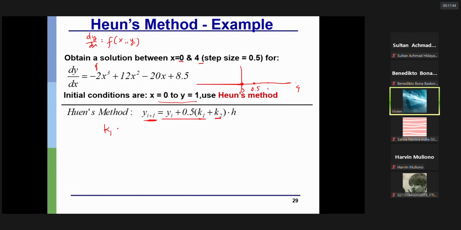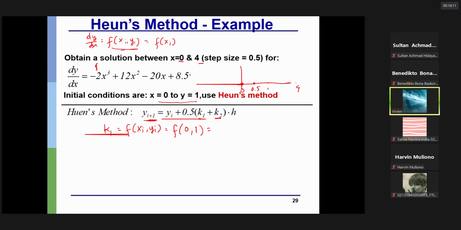So k1 will be the value of the function at xi, yi, at the initial point. So we have here the value of x0, and yi is the initial value as well, 1. When we insert this value, x is 0 and y is 1, because in this case we don't have y in the function. It's only a function of x in this case.